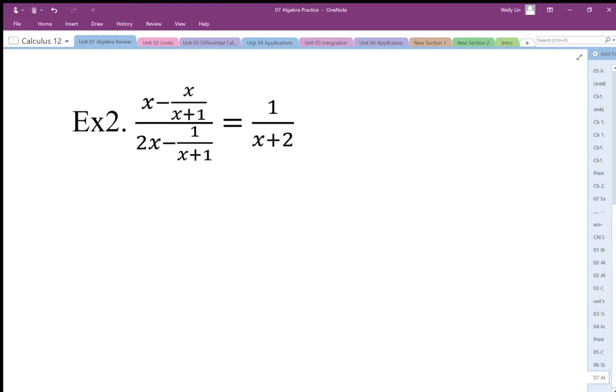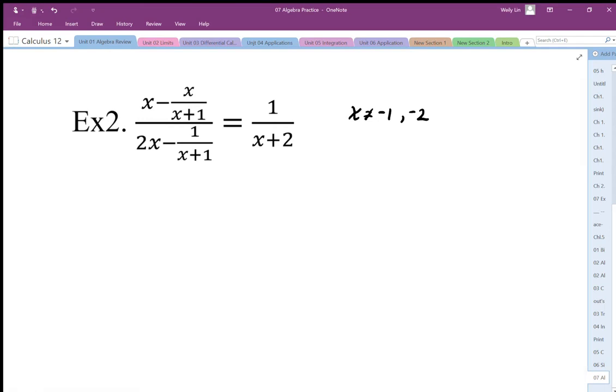We need to make sure we state our restrictions. So I'm going to start by stating our restrictions. X can't be equal to -1, and X can't be equal to -2. There might be some more restrictions here, but we're going to start with those ones.